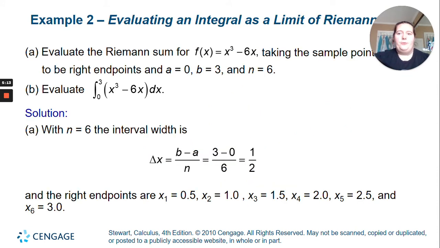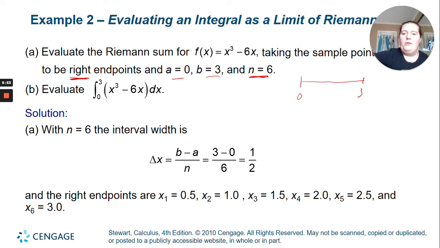So here's the problem that we're going to do. We're going to evaluate the Riemann sum for x squared minus 6x, taking sample points to be the right endpoints. We're going to go from 0 to 3, and we're using n equals 6. So let's talk about what that means here. So a equals 0 to b equals 3. That means that our interval on the x-axis is 0 to 3. n is the number of rectangles that we're going to use. So we're going to be dividing this into 6 rectangles. And then we're going to be using the right endpoints to evaluate the Riemann sum.